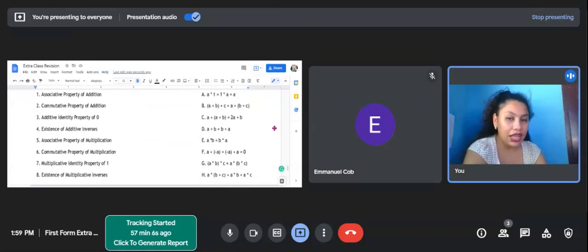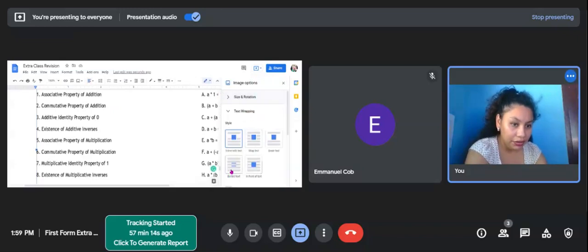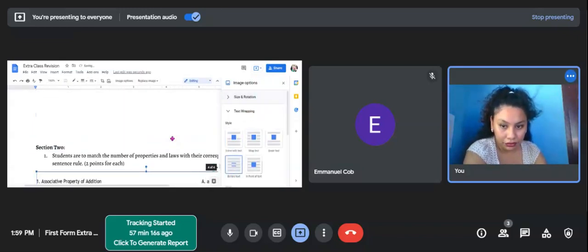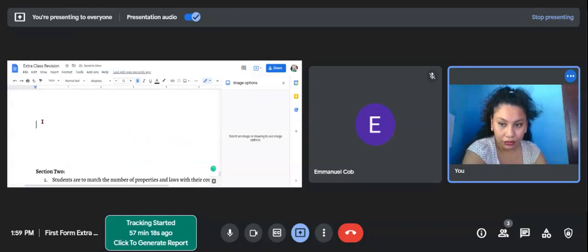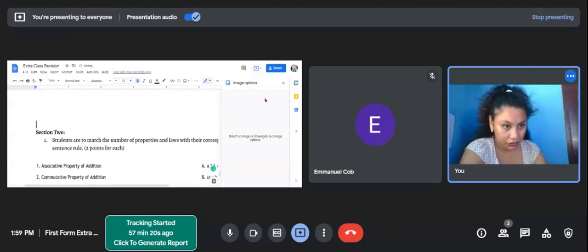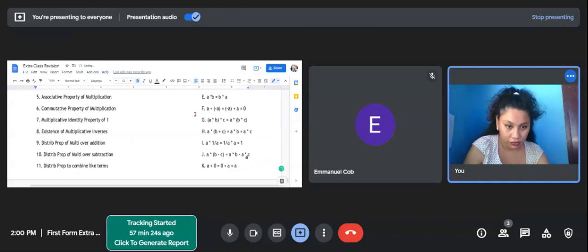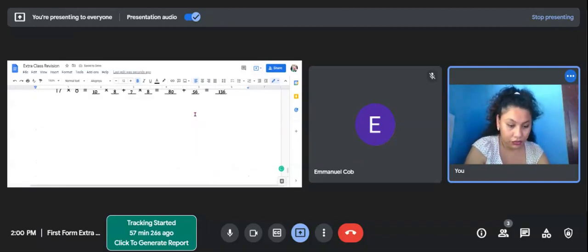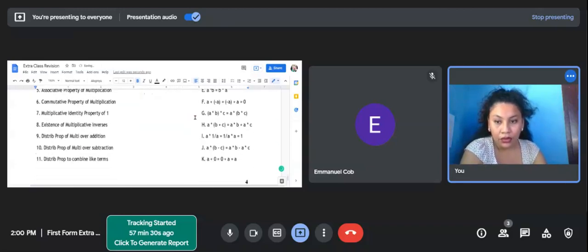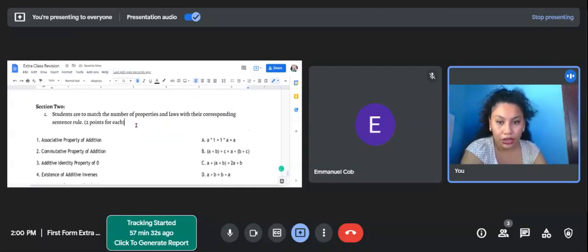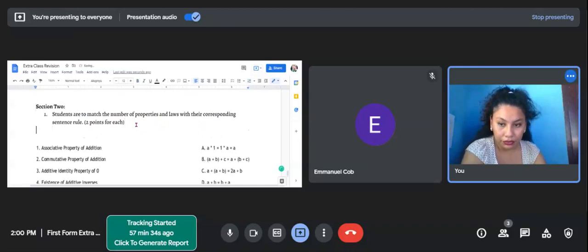The other one is a matching. This is the last part, right? It's a matching. So now in this matching, let me put it as well so that I can type. One second. Okay, right here. I'm gonna start typing.